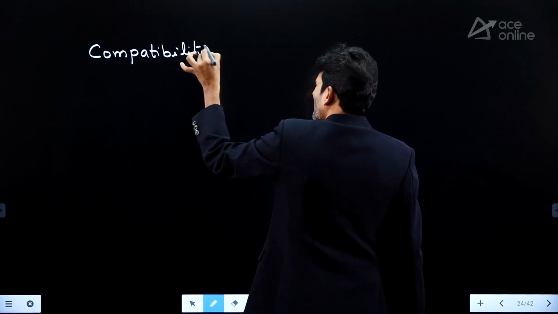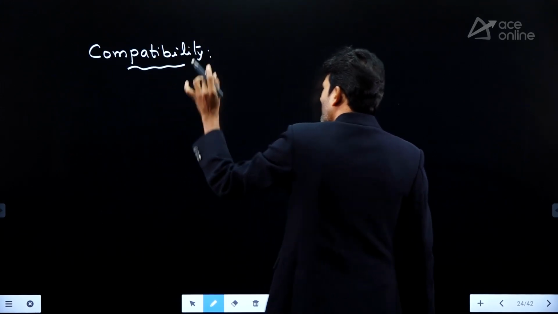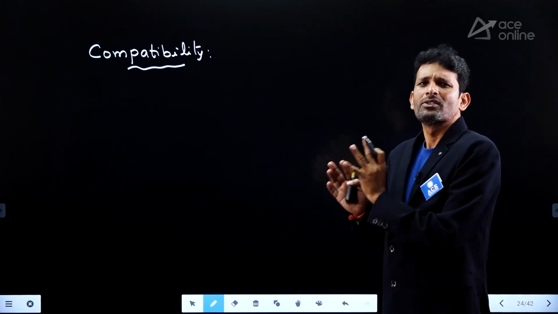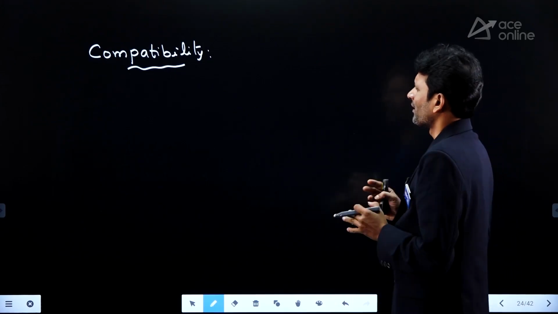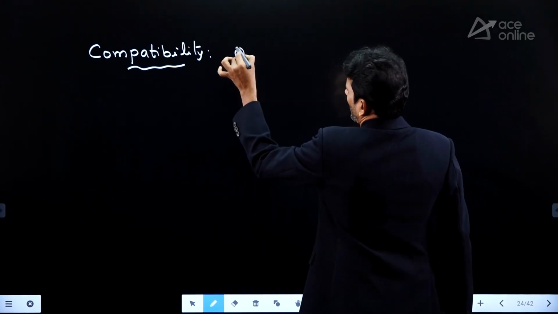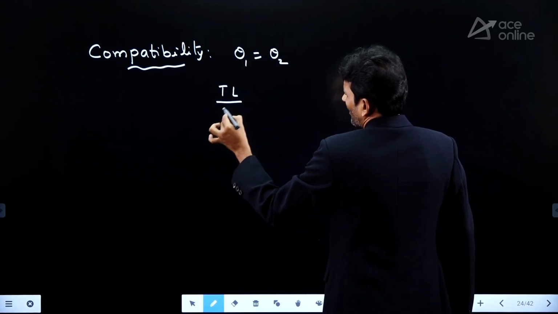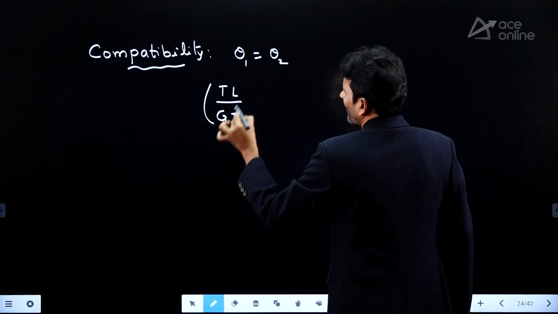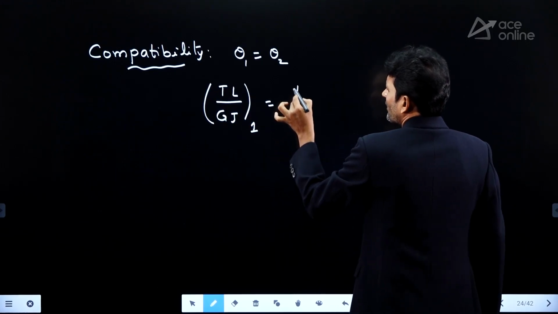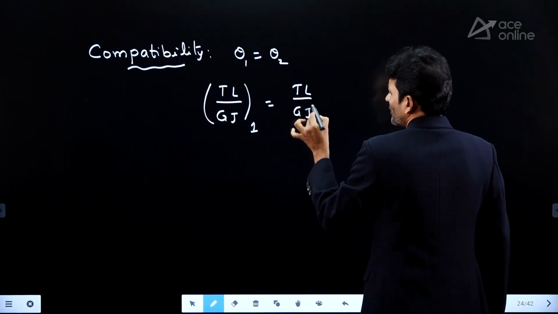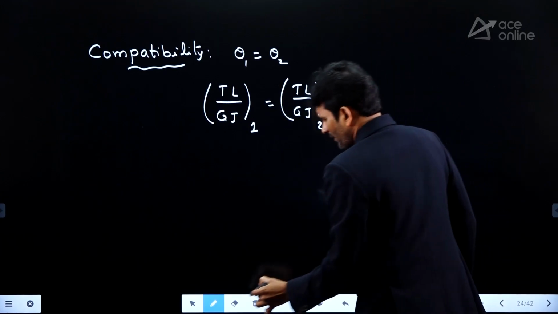Just you can write down. Always, indeterminate members are going to be analyzed by starting with the compatibility equation. That is better advisable. Theta 1 equal to theta 2. Theta 1 equal to TL upon GJ for the first one, TL upon GJ for the second one. Good.